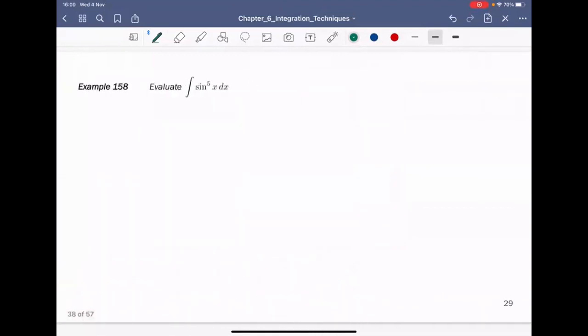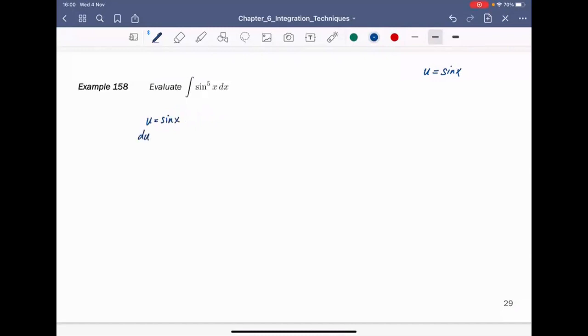We're going to start by integrating sine to the 5th power x dx. Let's look at the technique here. What we're going to do first is try to pick u equal to sine x and see if it works. This is sine to the 5th power x, right? If I pick u equal to sine x, so what happens?